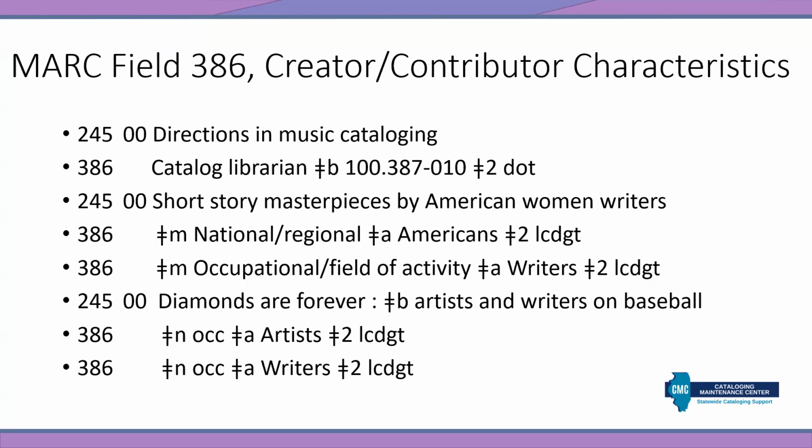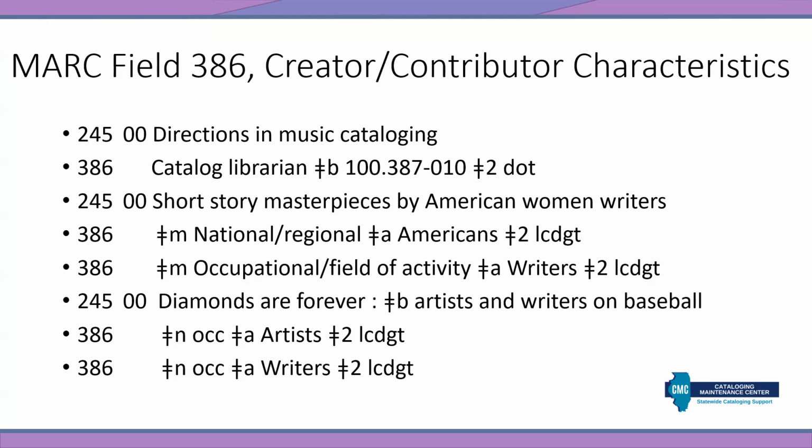The examples on this slide are from OCLC's Bibliographic Formats and Standards, or BFAS. Subfield A is the creator/contributor term. Subfield B is the creator/contributor code. Subfield M is a demographic group term. Subfield N is the demographic group code. Subfield 2 is the source. And notice that subfield M and subfield N precede subfield A. And then subfield 2, DOT, is the Dictionary of Occupational Titles. And that's found in that first 386.